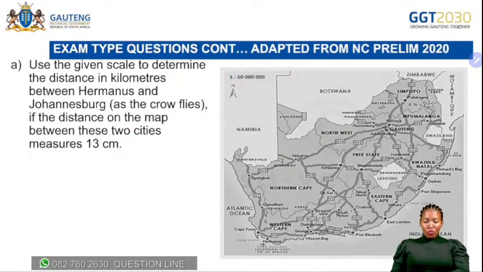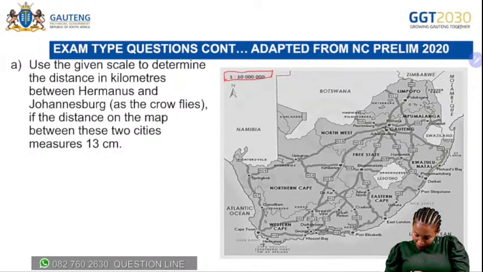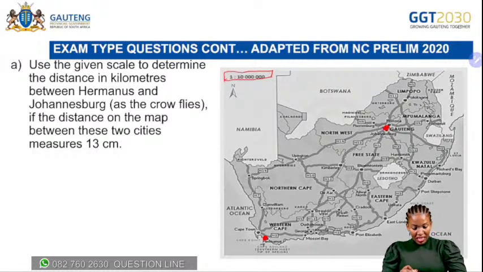And then you are going to use the given scale, this one 1:10 million, to determine the distance in kilometers between Hermanus and Johannesburg. Guys, where is Hermanus on the map? It's not very clear. Here, there is Hermanus, and there is Johannesburg. So you must calculate the actual distance in kilometers between Hermanus and Johannesburg as the crow flies.